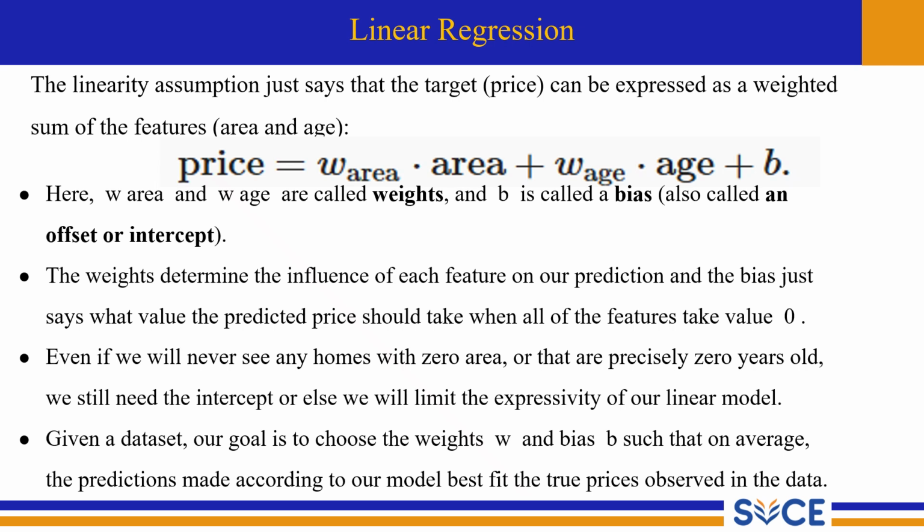expressiveness of the model. The main objective in training such a model is to determine the optimal values for the weights and bias such that the model's predictions closely align with the actual target values observed in our dataset. This is typically achieved by minimizing the loss function, most commonly the mean squared error, which penalizes large deviations between predicted and actual values.